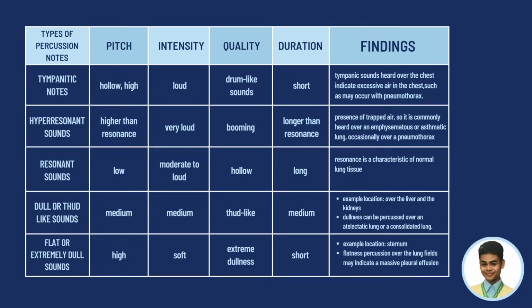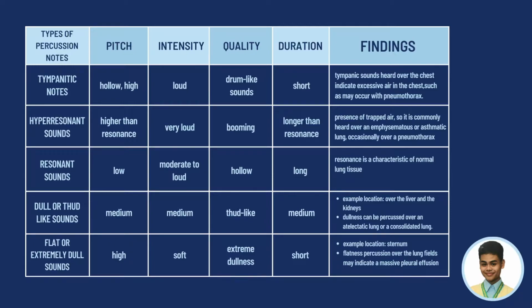Quality is thud-like. Duration is medium. The findings and example location is over the liver and the kidney. Dullness can be percussed over an atelectatic lung or a consolidated lung.